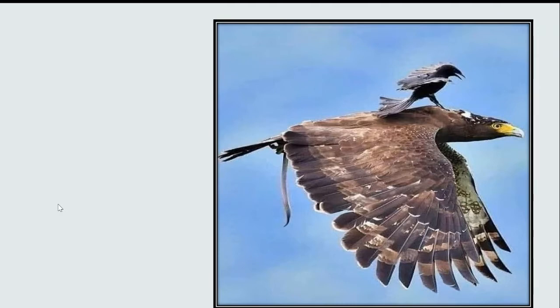I want to share a few characteristics about the eagle today. So you see a picture of a raven and an eagle. The only bird that dares to peck an eagle is the raven. It sits on the eagle's back and pecks its neck. However, the eagle doesn't respond or fight with the raven. It does not spend time or energy with the raven. It just opens its wings and begins to fly higher in the sky.